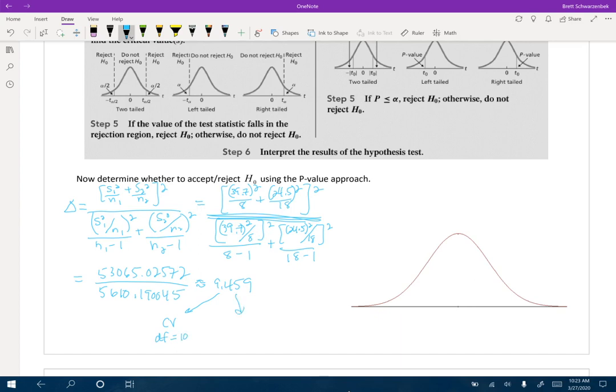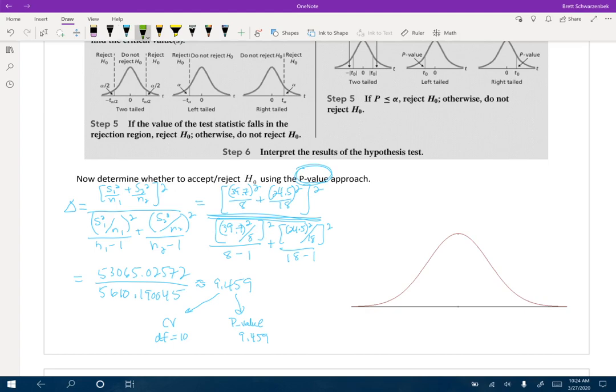But if we go to the p-value approach, it would be in our best interest to use 9.459 because we're basically using TCDF and it allows us to use decimals. So that's going to give us the most accurate result. Another reason why I like to use TCDF. So that's what we're going to do actually. I'm going to go with the p-value approach here.